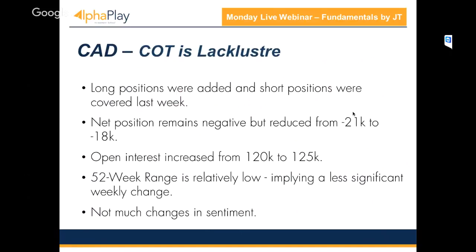Net positions remain negative but reduced from 21K to 18K. That's neutral to me. Open interest increased from 120K to 125K. Again, this is neutral to me. Not much news. The 52-week range is relatively low, implying a less significant change. Nothing much, not much changes.